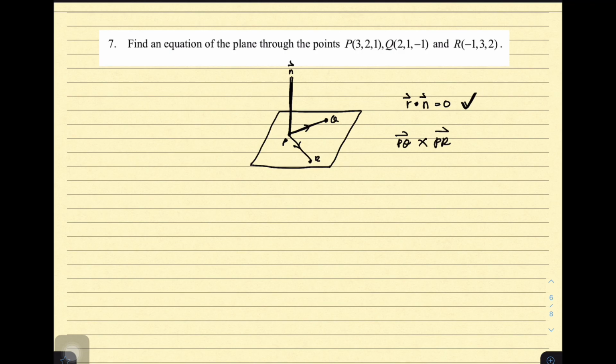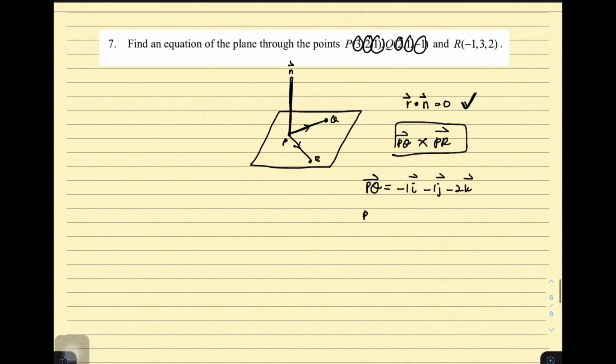Okay, so there is no problem anymore for us to find the orthogonal vector on the plane, where we just need to perform this operation. But before that, we need to find what is PQ. Vector PQ is point Q minus point P. So 2 minus 3, you will have negative 1i. 1 minus 2, you will have negative 1j. Negative 1 minus 1, you will have negative 2k. So this one is the vector PQ.